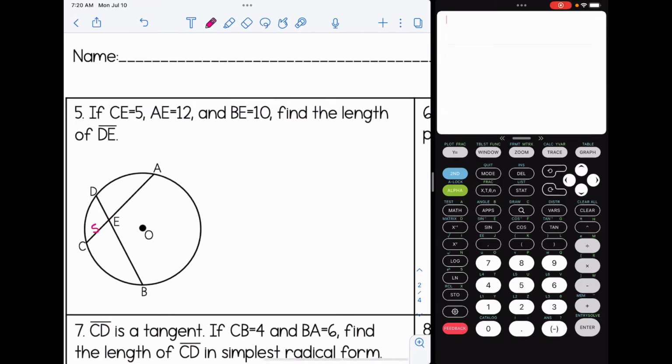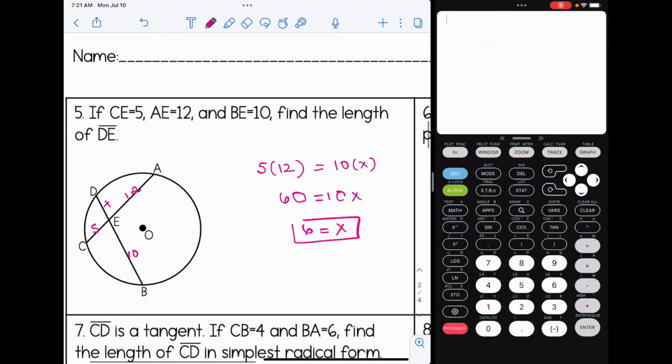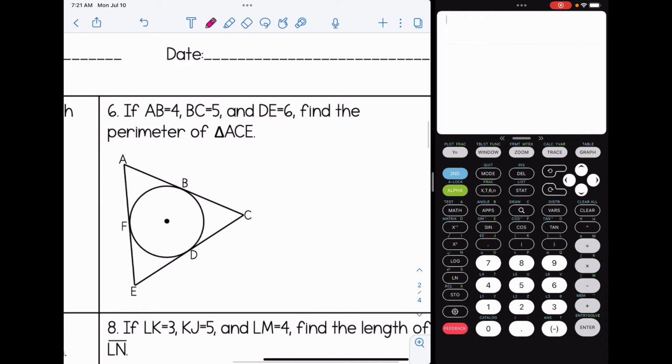In number 5, CE is 5, AE is 12, BE is 10, and we're looking for DE. So we're going to multiply the 2 parts of one secant, multiply the 2 parts of the other. I get 60 is equal to 10x, and x is equal to 6. Number 6 looks a little different. So we know AB is 4, BC is 5, DE is 6. And we're going to find the perimeter of triangle ACE.